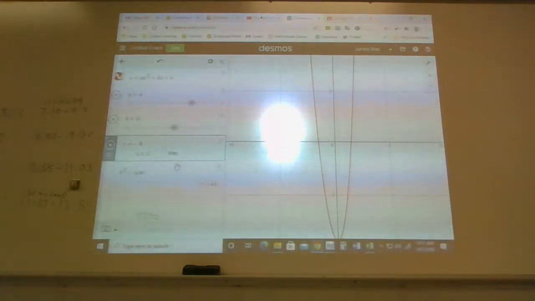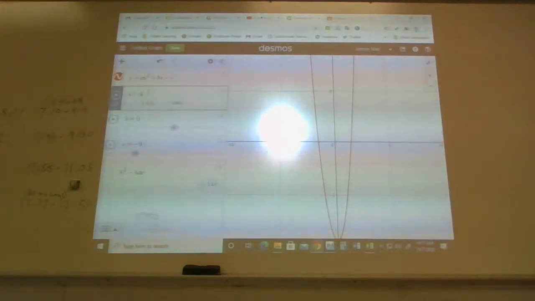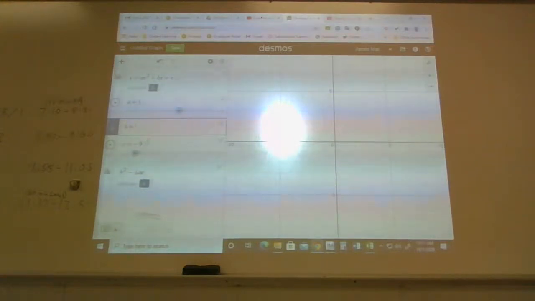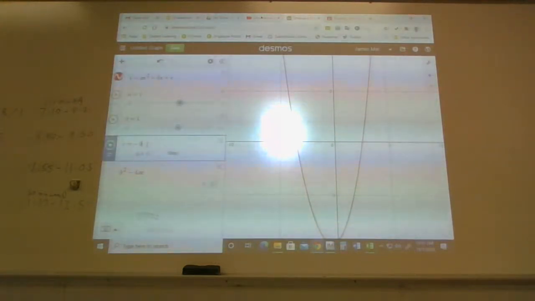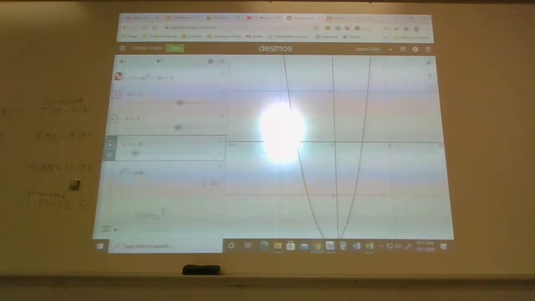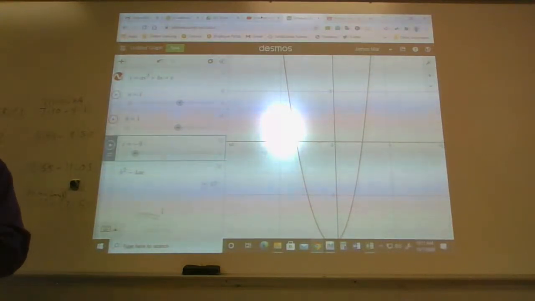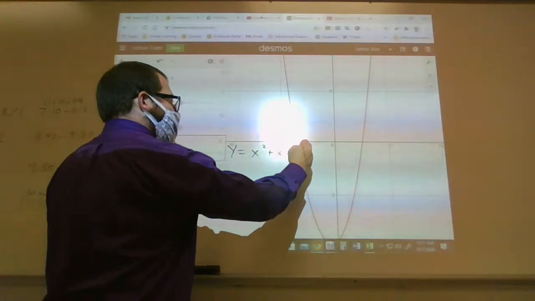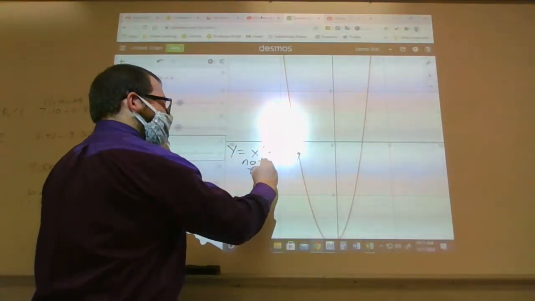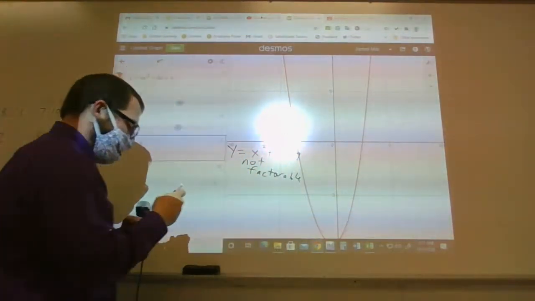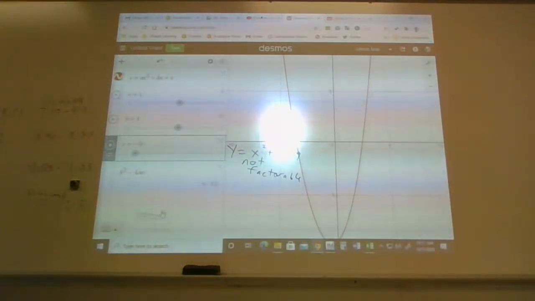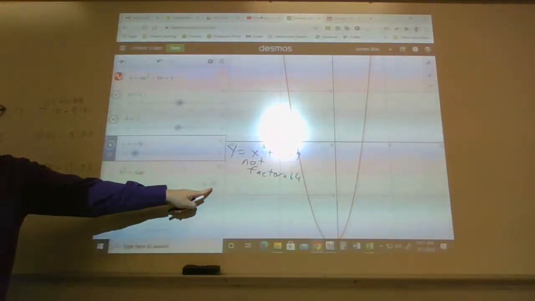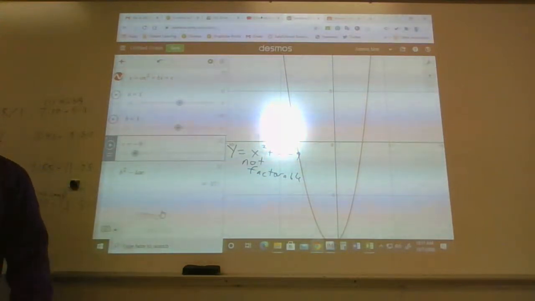For example, if I did a 1, and yeah, let's just do that one right there. Boom. Negative 9. This is not factorable. I want to make a very clear distinction here. This is y equals x squared plus x minus 9. It's not factorable, and look, not a perfect square. But I ask you the following question.